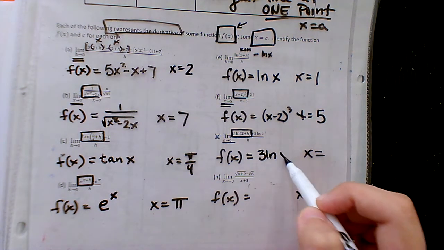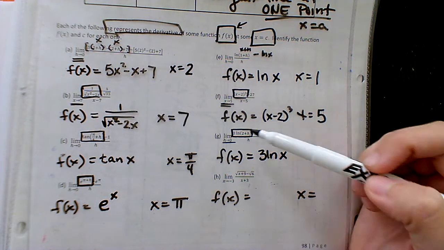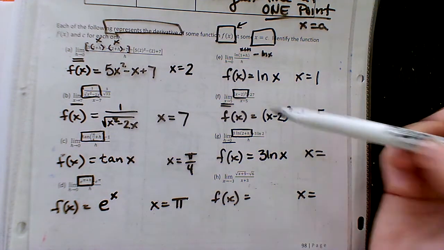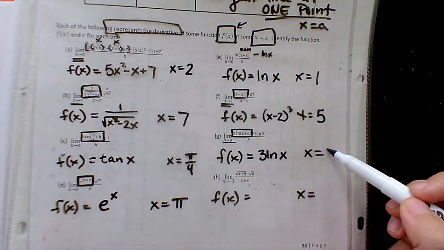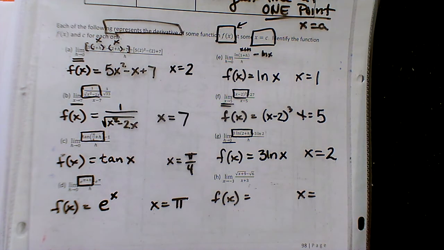So this would be 3 natural log of x. Okay, instead of the 2 plus h, it was originally an x. So if it's normally x plus h, and now it's a 2 plus h, the x value would have been 2.